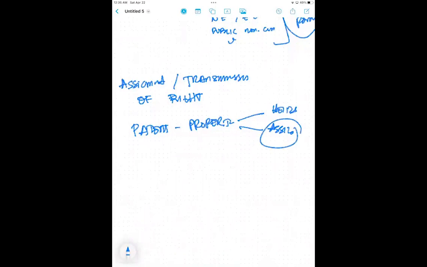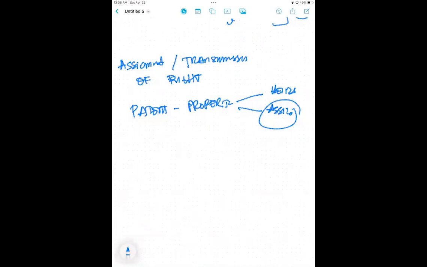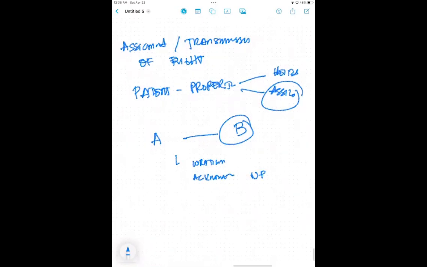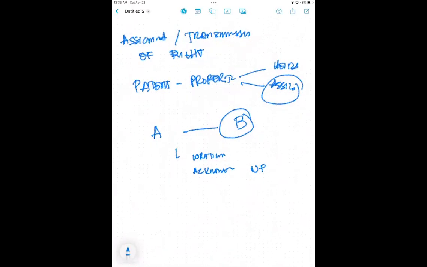Buhay pa si patent owner. And let's say A is the patent owner and A would want to transfer his patent to B. Paano gagawin? Okay, there is a form of assignment. This assignment must be in writing. Hindi pwedeng oral lang. It will not be valid. And it must be acknowledged before a notary public or other officer authorized to perform notarial acts. Right? And these are the formalities requirement.